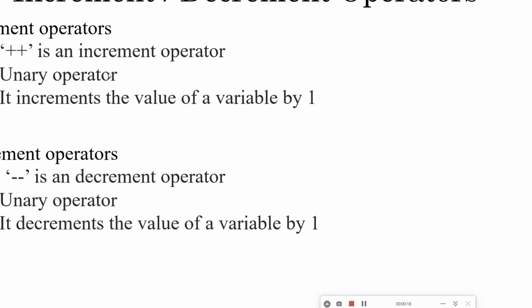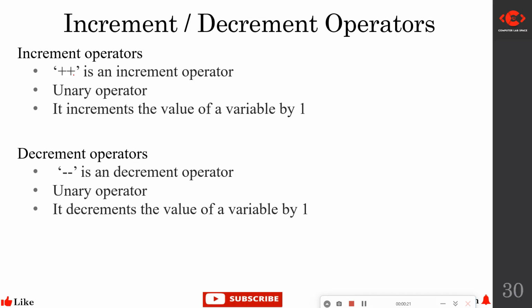Increment operators. Increment is nothing but increasing the value of an operand by 1, and it is generally denoted by the plus plus sign. Since it works on a single operand, we call it a unary operator. As I told, it increments the value of a variable by 1.